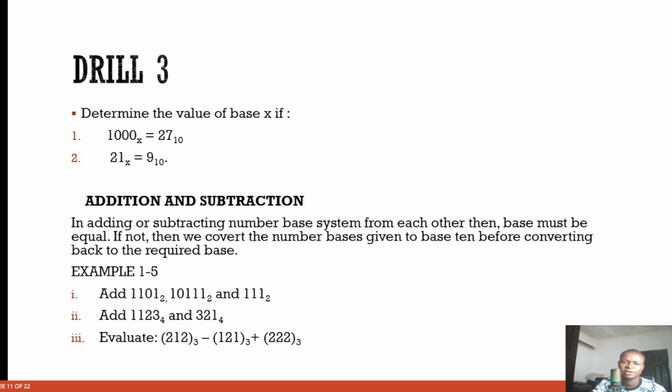Everything is in base 3. So here we now subtract. So how do we take subtraction in number base? We have not done that before. So let's see how we take subtraction in number base that is greater than 1. So here we have 1 minus 1, which is obviously 0.